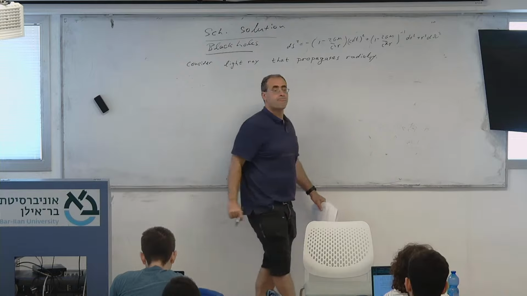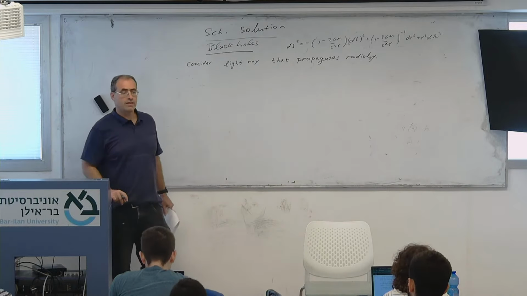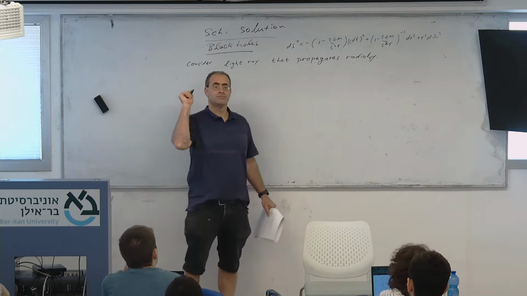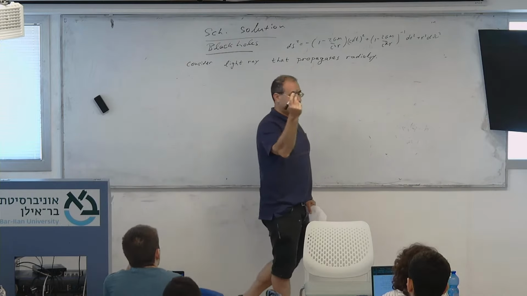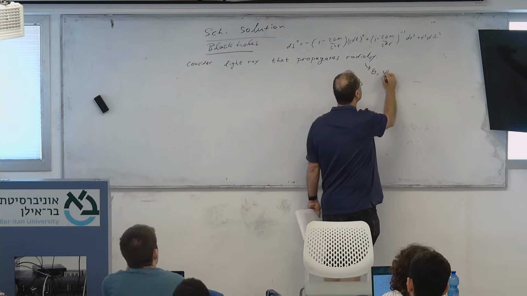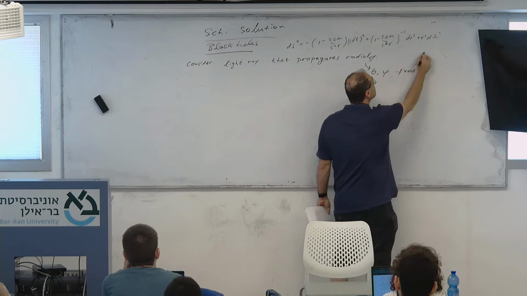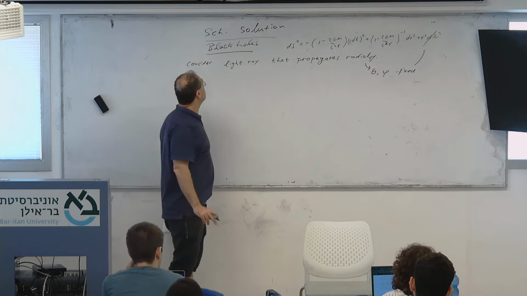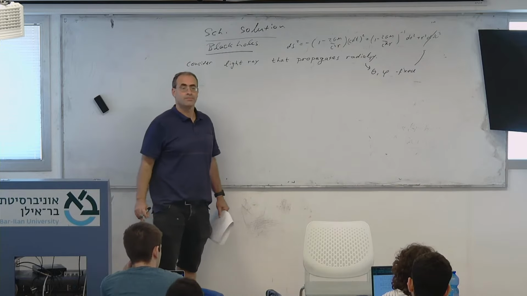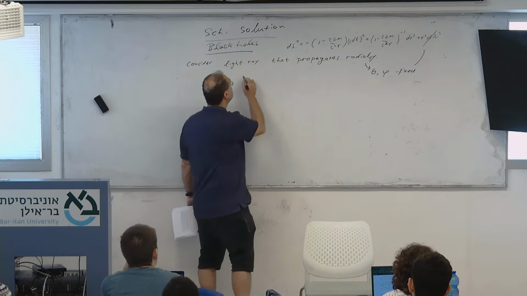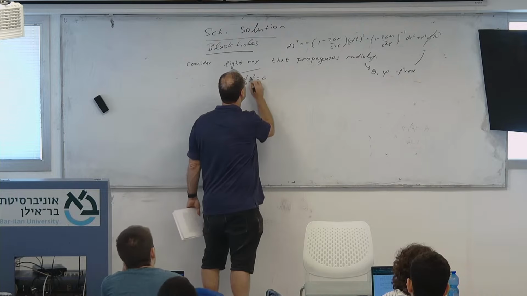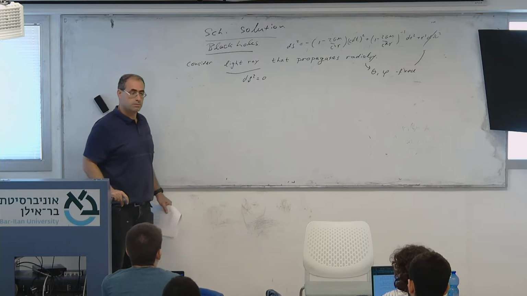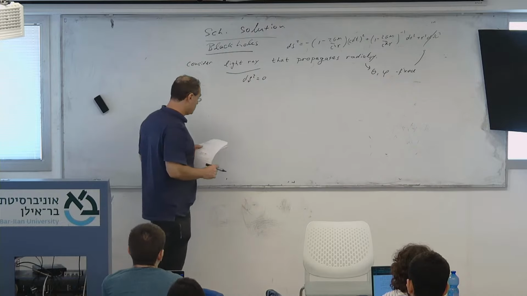What does it mean radially? The d omega squared is zero. Radially, just in the radial direction, so theta and phi are fixed. So I don't care about that. When I say light ray, what do I mean? ds squared is equal to 0. We did something similar in the tutorial.